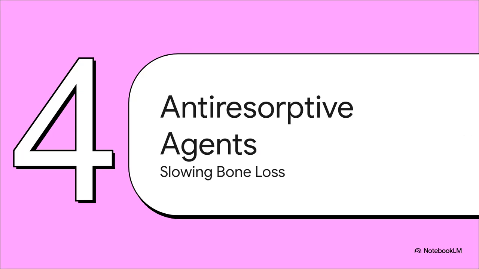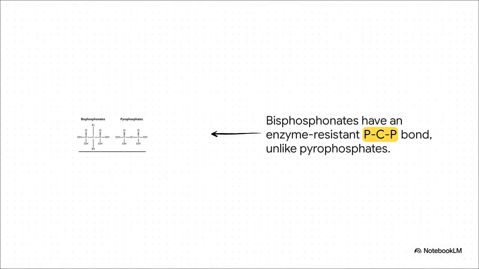Okay, that brings us right into our first major class of drugs. Since osteoporosis is often a problem of too much resorption, a key strategy is to just slow that process down. So let's dive into the anti-resorptive agents. As their name suggests, they work by putting the brakes on osteoclasts. First up, we have the bisphosphonates.